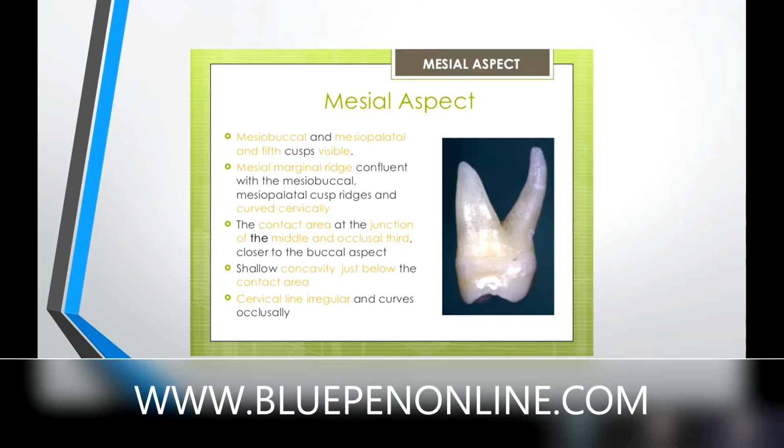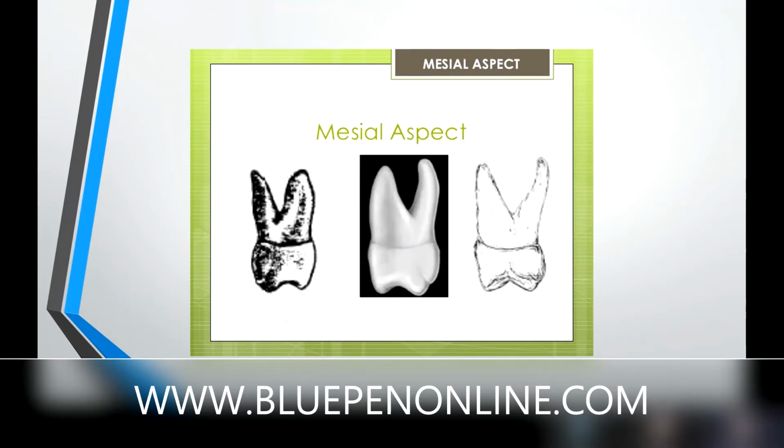In mesial, it is in the middle and occlusal third. And there is a concavity just below the contact area from the mesial side. If this is the contact point, there is a concavity just below this, like a depression. Cervical line is irregular from the mesial side. Cervical line is straight from the distal side. The cervical line is seen only on the mesial and distal sides. It's more prominent on the mesial side, where it is irregular. So this is about the mesial aspect.